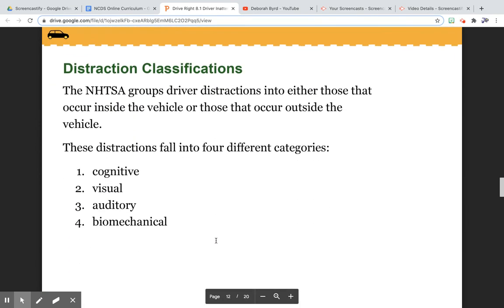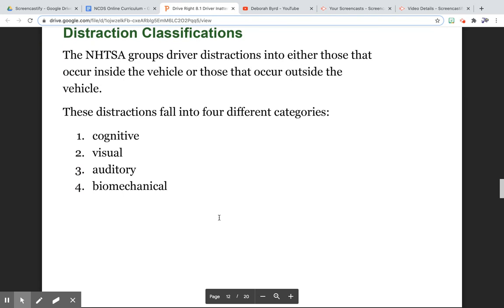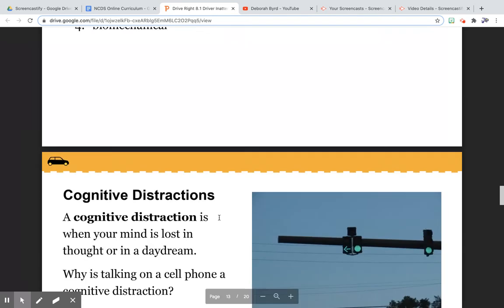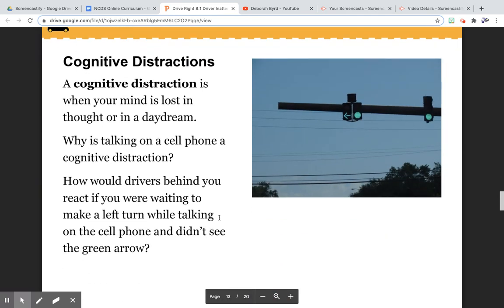NHTSA groups driver distractions into either those that occur inside a vehicle or those that occur outside of vehicles. These distractions fall into 4 different categories: cognitive, visual, auditory, and biomechanical. Cognitive distractions occur when your mind is lost in thought or a daydream.